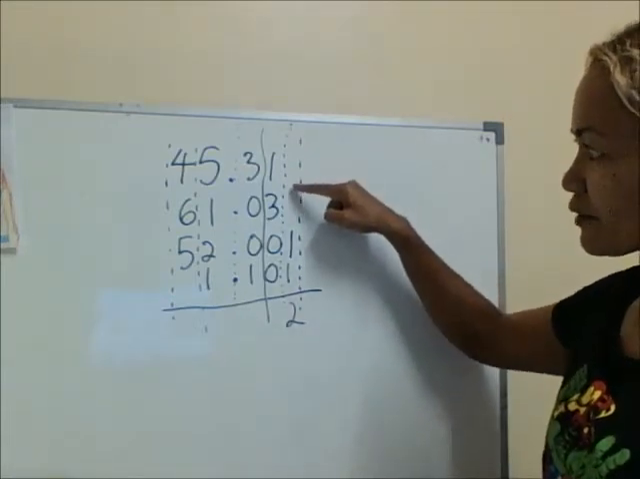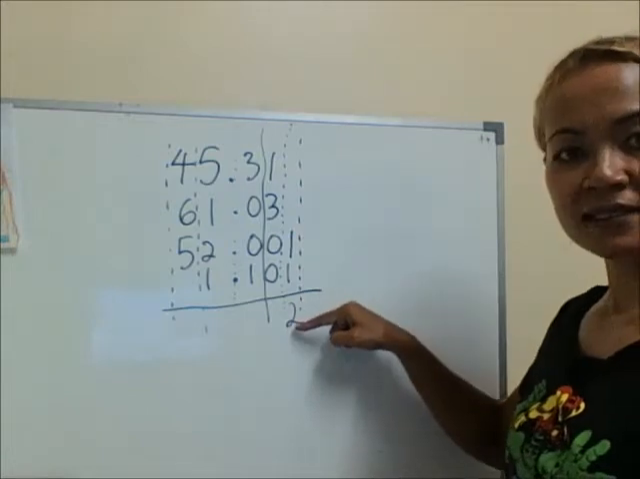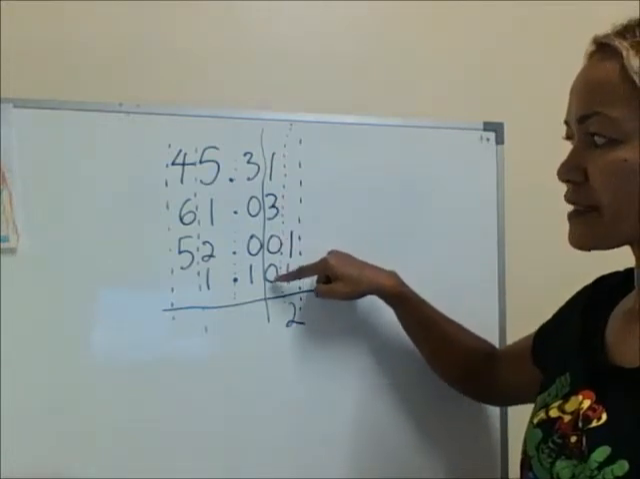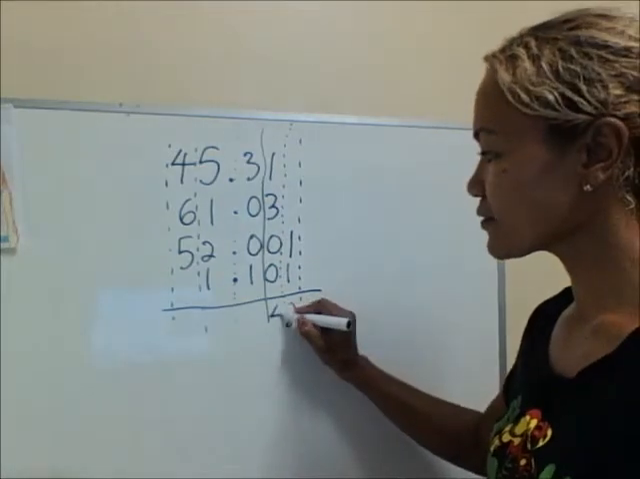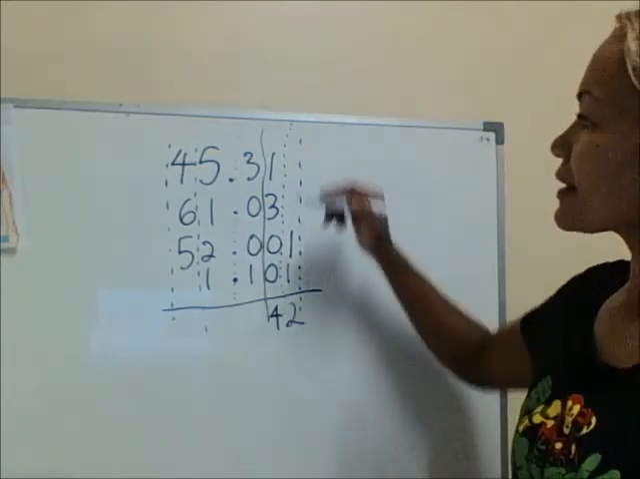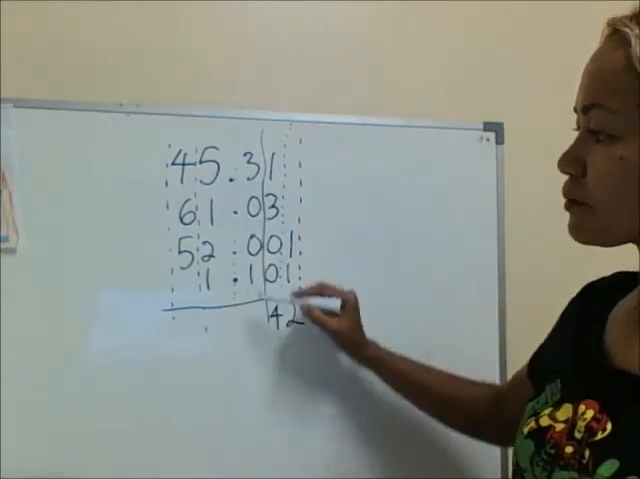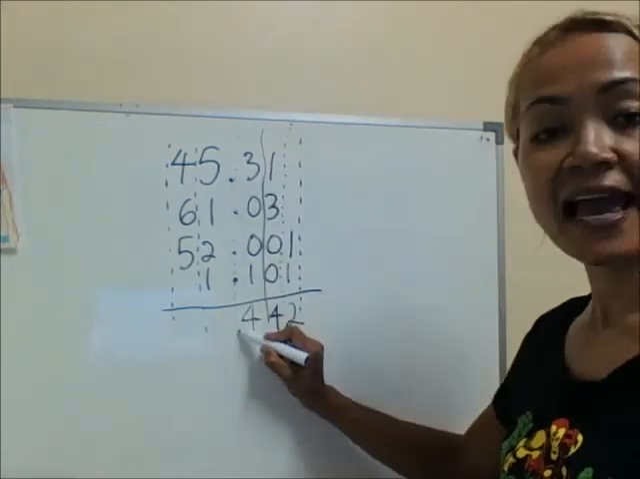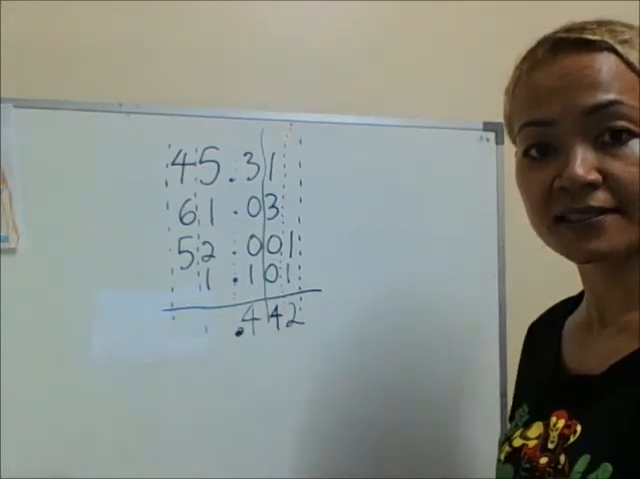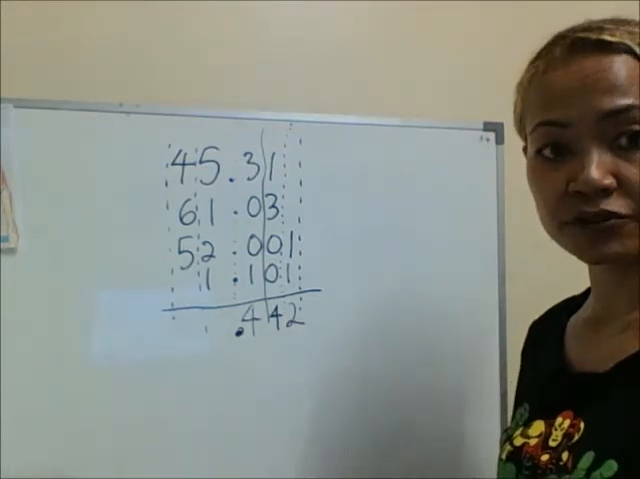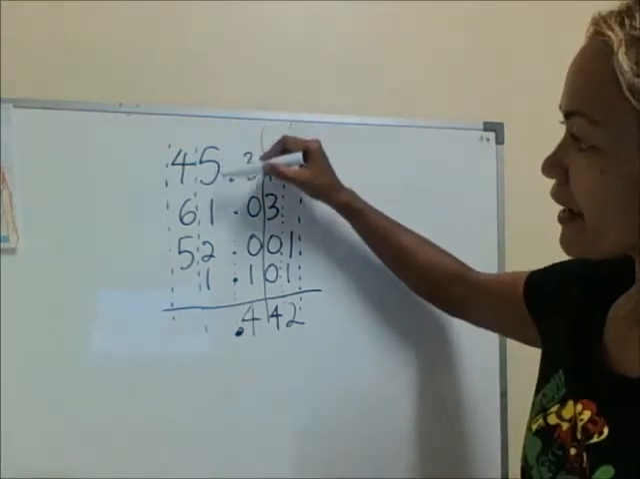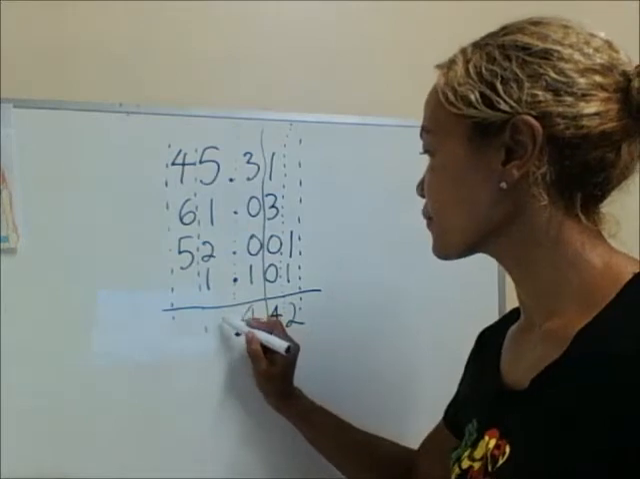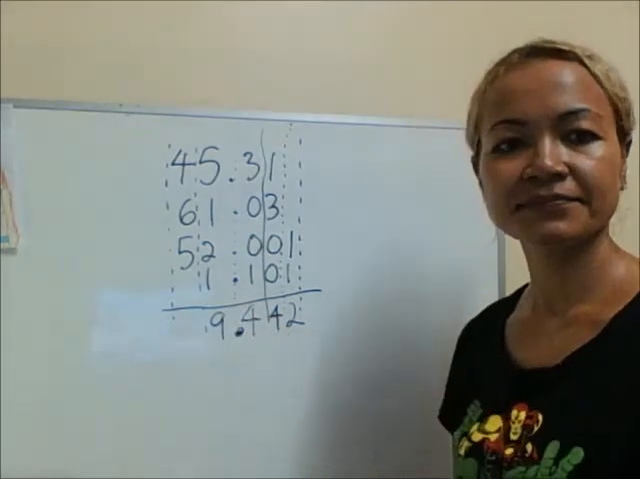So 0 plus 0 plus 1 plus 1 is 2. Here, 1 plus 3 plus 0 plus 0. That gives 4. Then 3 plus 0 plus 0 plus 1 gives another 4. Decimal point, extremely important. Put the decimal place exactly where it should go. Then 5 plus 1 plus 2 plus 1 is 9. So you put the 9 there.